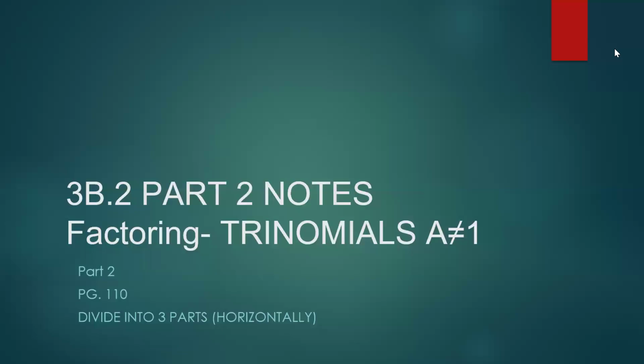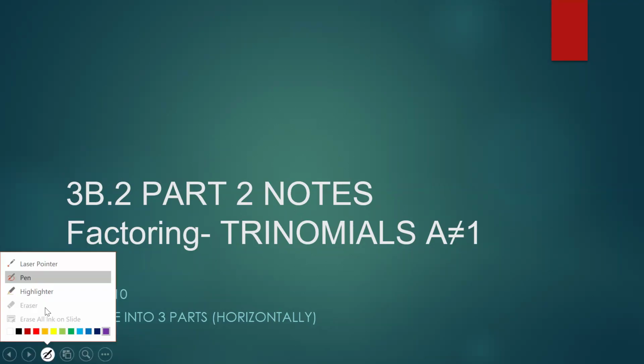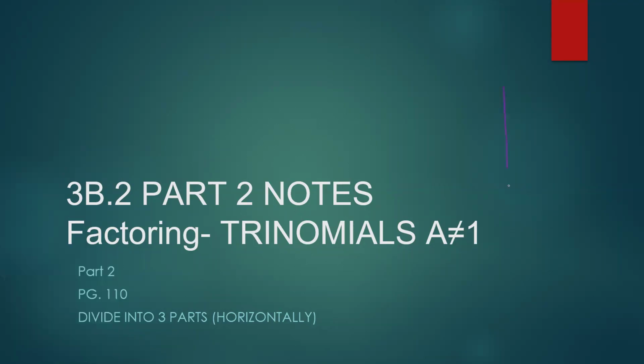So we're on 3B.2, part 2 notes. This should be page 110, correct? Okay, so we're on page 110. You're going to divide into 3 parts horizontally. So section it off into 3 parts horizontally, meaning that you have 1 section, 2 section. You can make these sections as we go through the notes. You don't have to make them right away, whichever way is your easiest and preferred method.